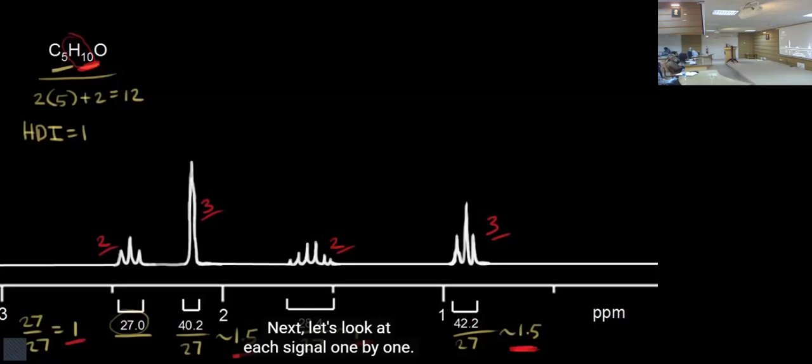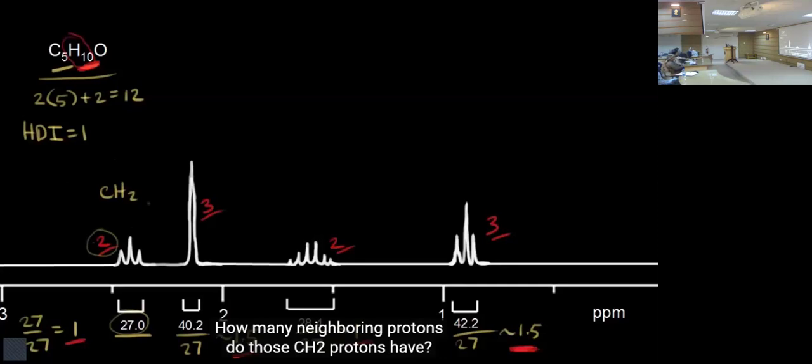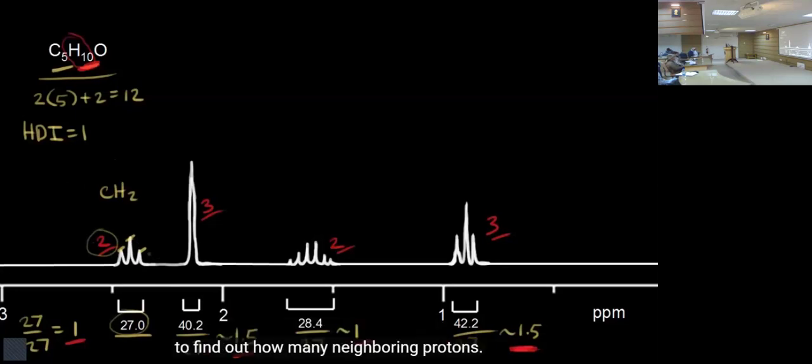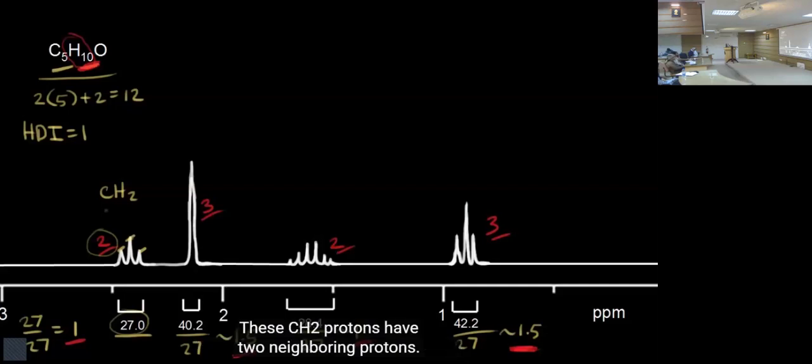Next, let's look at each signal one by one. So we'll start with this signal. We have a CH2, since we have 2 protons. How many neighboring protons do those CH2 protons have? We can figure that out by the number of peaks on the signal. This signal here has 1, 2, 3 peaks. And if you think about the n plus 1 rule, if you have n neighbors, you get n plus 1 peaks. So if we have 3 peaks, all we have to do is subtract 1 to find out how many neighboring protons. So 3 minus 1 is equal to 2. So these CH2 protons have 2 neighboring protons.